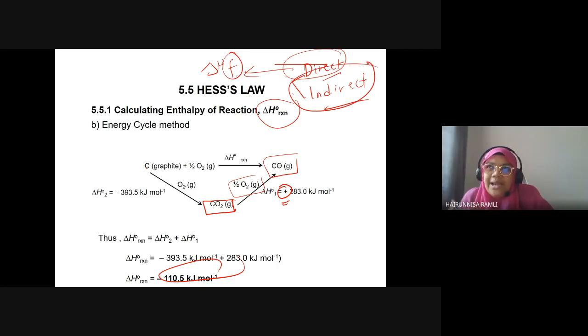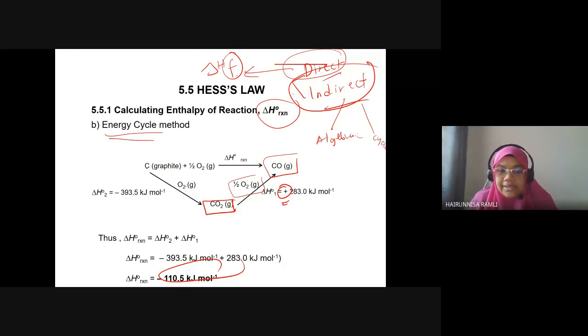And for me, tak pernah lagi saya jumpa yang indirect ni dia tanya pula guna algebraic method ke atau guna cycle. Okay? But let's say tiba-tiba tahun awak ada, kalau ada, you have to use this method lah. Energy cycle method. Hopefully tak adalah, doa tak adalah. Sebab even international book pun mostly akan guna this one. Kalau you faham betul-betul, this energy cycle method basically adalah still algebraic method, cuma dia tunjuk dalam bentuk cycle.